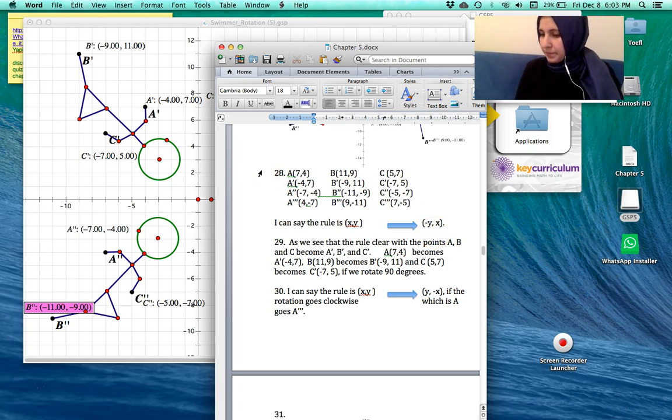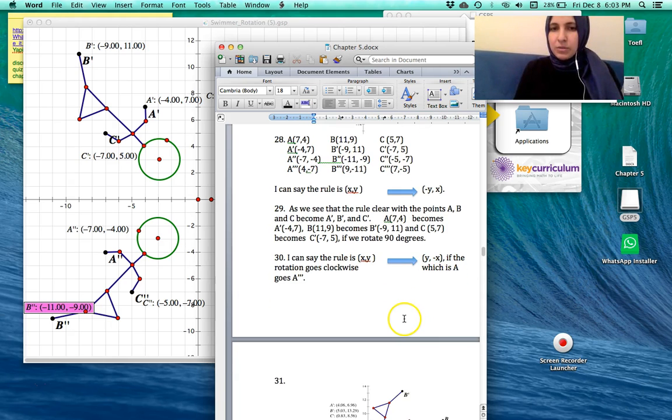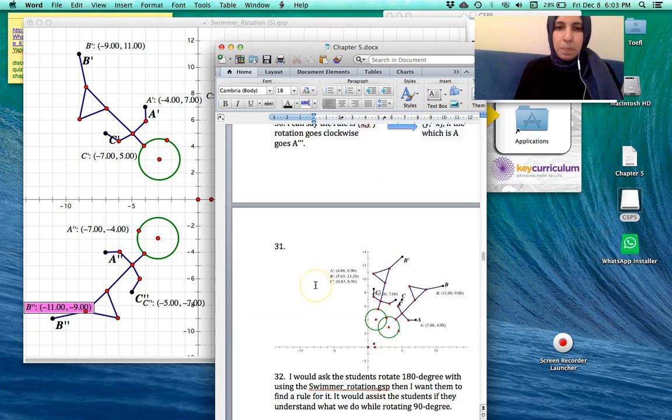Question 29. Describe a rule that you could apply to the coordinates of points A', B', and C' that would result in the coordinates of the corresponding image points. What do you notice about the rule, and the rule you developed in question 28? It can also be (x, y) goes to (y, minus x) if the rotation goes clockwise, which is A goes to A''.